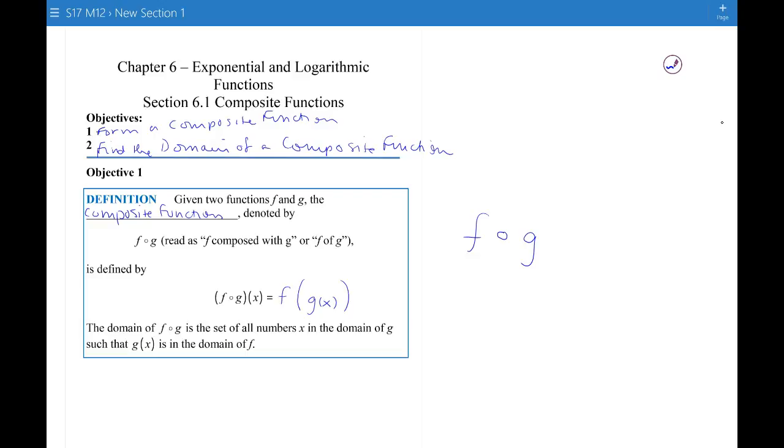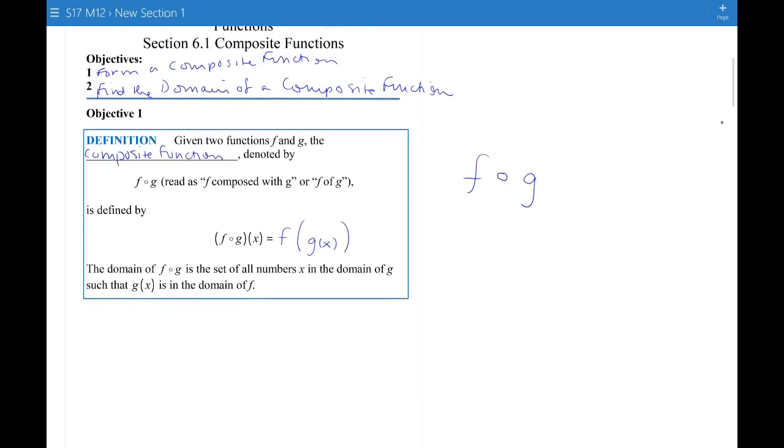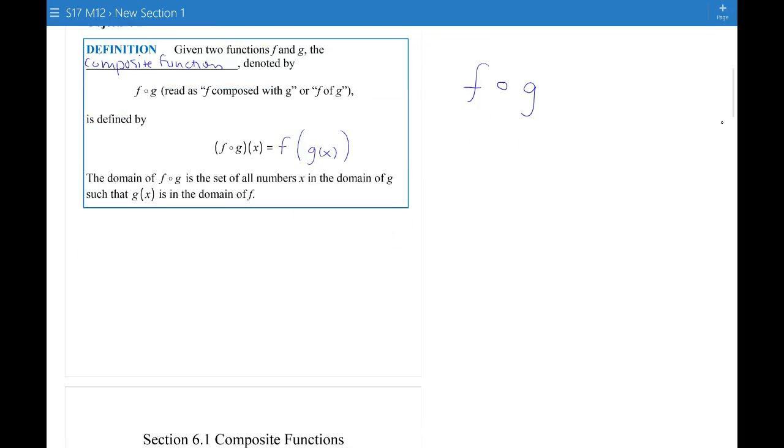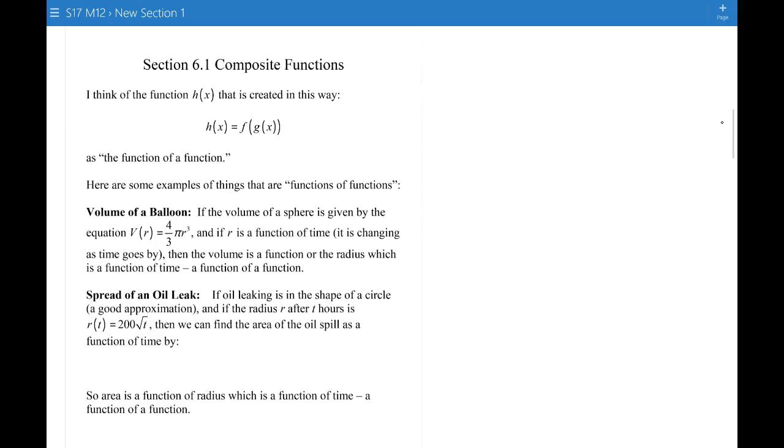So the domain of this composed function that we've now created is the set of all numbers x in the domain of g that give you a g of x that's in the domain of f. So we'll talk more about that with specific functions. I think of the function h of x that is created in this way as the function of a function. So f of g of x. So instead of putting a number into the function, we're putting another function in there.